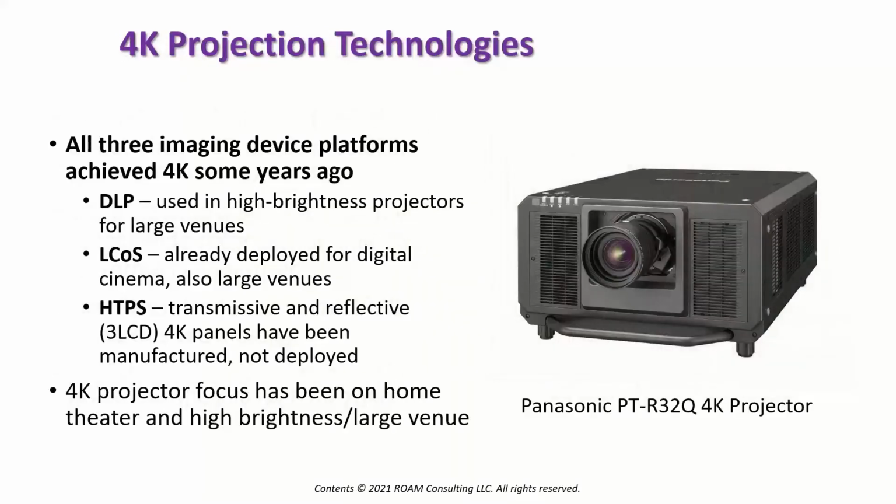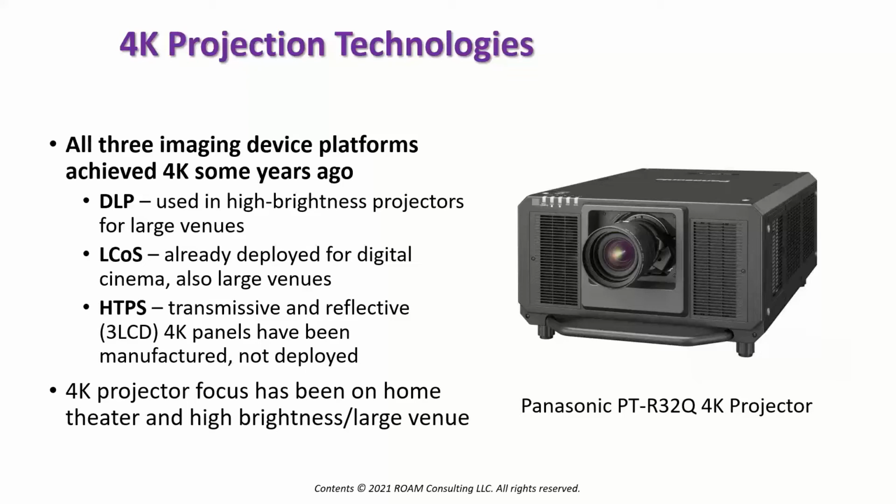What about projection? All three imaging devices actually got to 4K resolution quite a while ago, some of them almost 20 years ago. DLP projectors, used for high brightness projectors in large venues, also for home theater. LCOS already deployed for digital cinema and some large venue projection, and high temperature polysilicon. Prototype 3 LCD panels for 4K have been manufactured and shown, but they really haven't been deployed yet. So right now, if you're looking for 4K in a projector, you're looking at either DLP or LCOS.